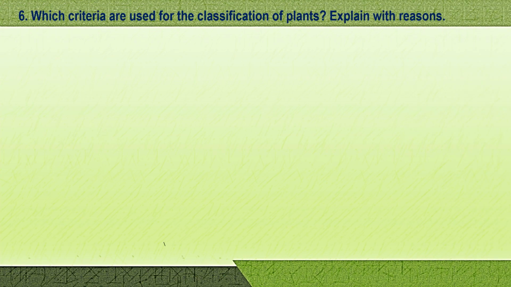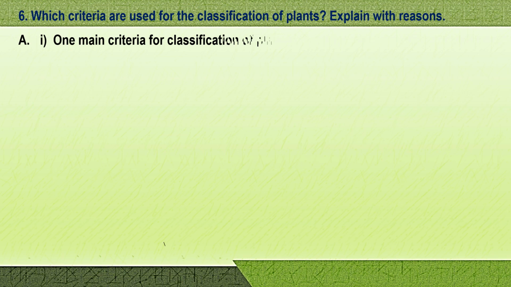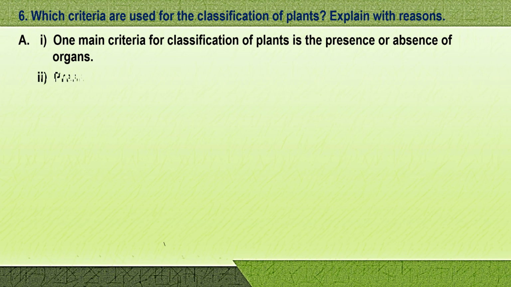Which criteria are used for classification of plants? Explain with reasons. One main criterion for classification of plants is the presence or absence of organs. Do they have stem, root, leaf? We already know about Thallophyta and Bryophyta, which do not have. And then you know about bigger trees like the mango tree and banyan tree, which have the root, stem, leaves, flowers, fruits, branches, all the organs.